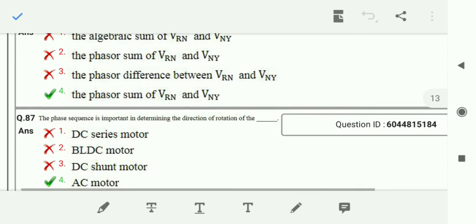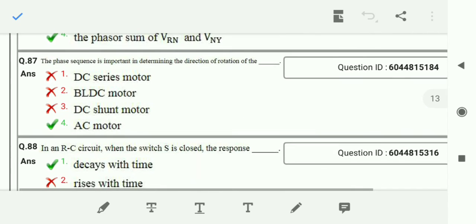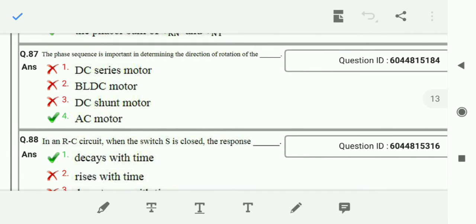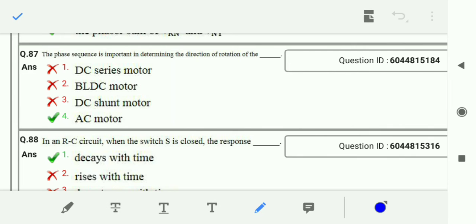Now see, question number 87. The phase sequence is important in determining the direction of rotation of the dash. Phase sequence is important for the direction of rotation of an AC motor, sir. The AC motor may be a synchronous motor or an induction motor, whatever it is.